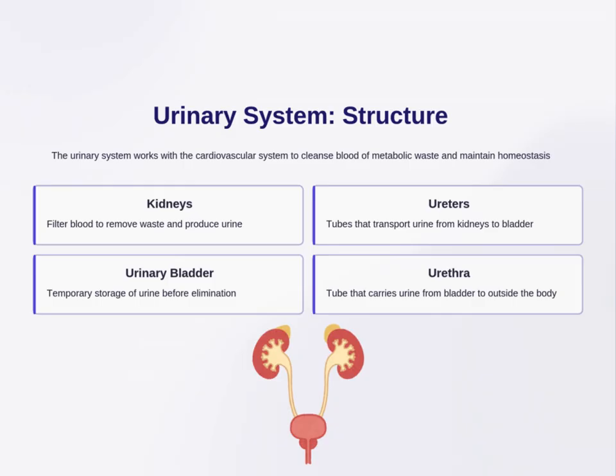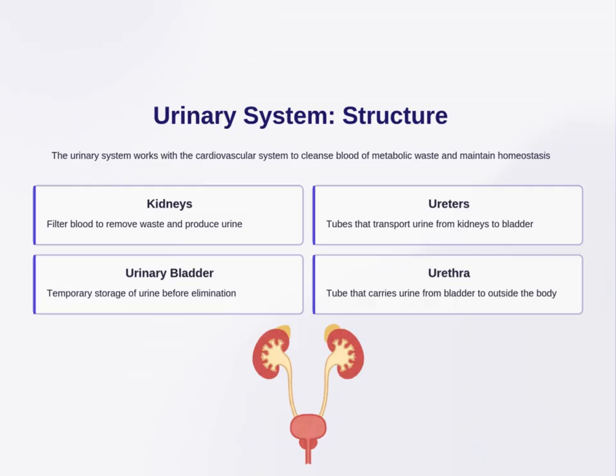And then you have 2 ureters that come down from the kidneys to the bladder, and they are tubes that transport the urine that has been made to the bladder. You have 1 urinary bladder, which is essentially just storage for urine until it's ready to be released. And then there is a urethra that connects the bladder to the outside of your body for elimination of that urine. Depending on if you're male or female, how long that urethra is.